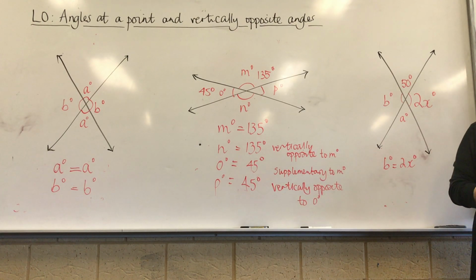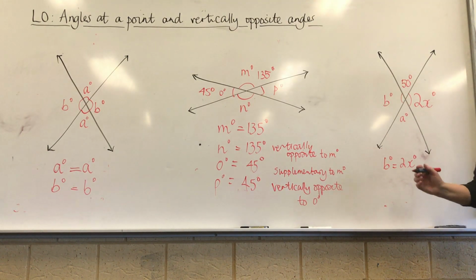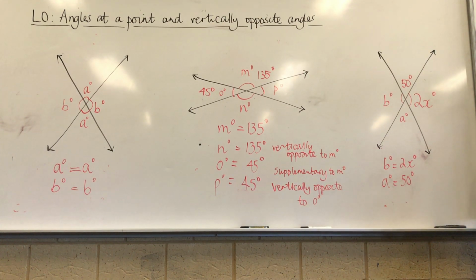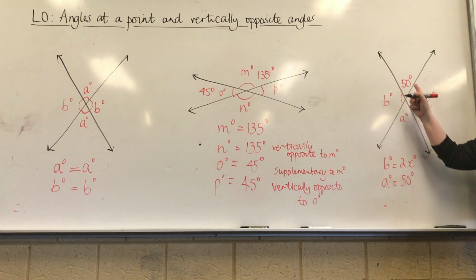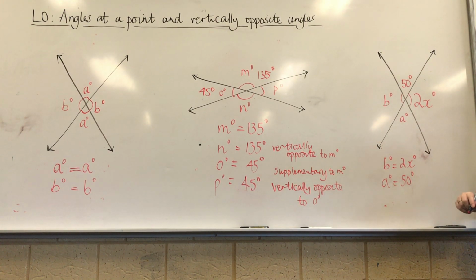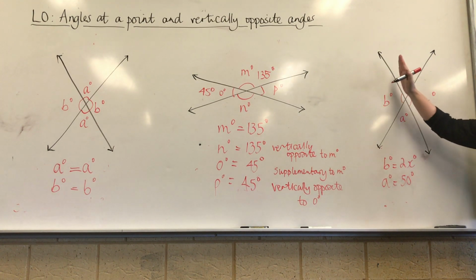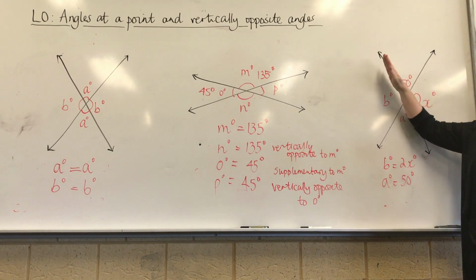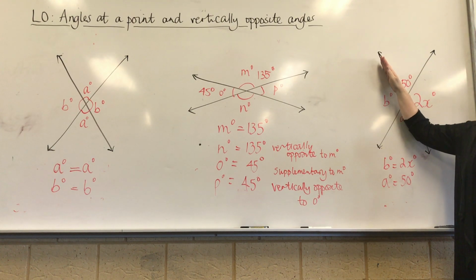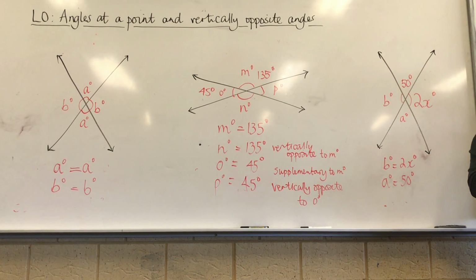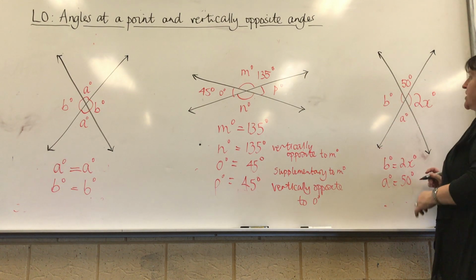What else do we know? Does A equal 50? Well done. A equals 50 because it is vertically opposite to 50. Now then, how are we going to work out what 2x is? Remember we did this yesterday. How did you do it? I did 50 times 2, which is 100, and then subtracted that from 360. Oh, okay, so you did it this way then.